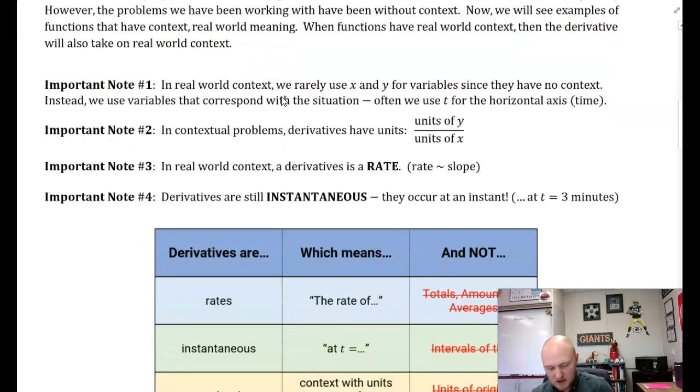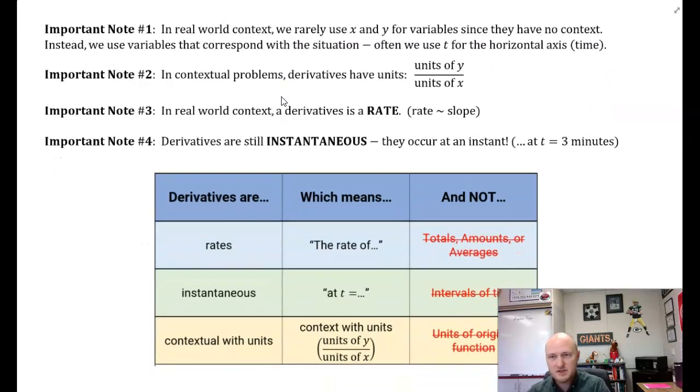And here we have some appropriate notes, things to pay attention to specifically in this unit and these problems today. So in real-world context, we rarely use x and y since they don't have context. The variables often correspond with the situation, and most often we use t as our independent axis, our x-axis. So it'll be, I guess, a t-axis now.